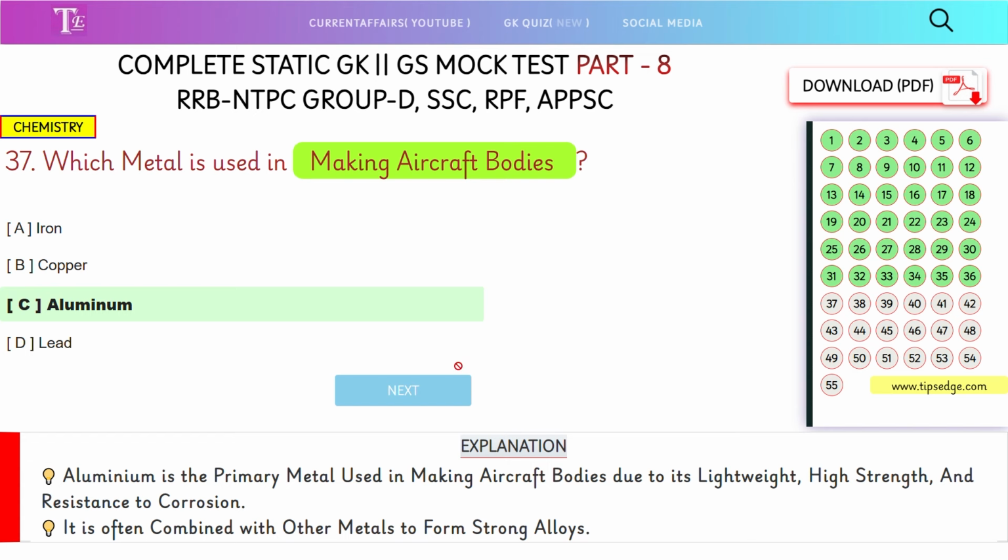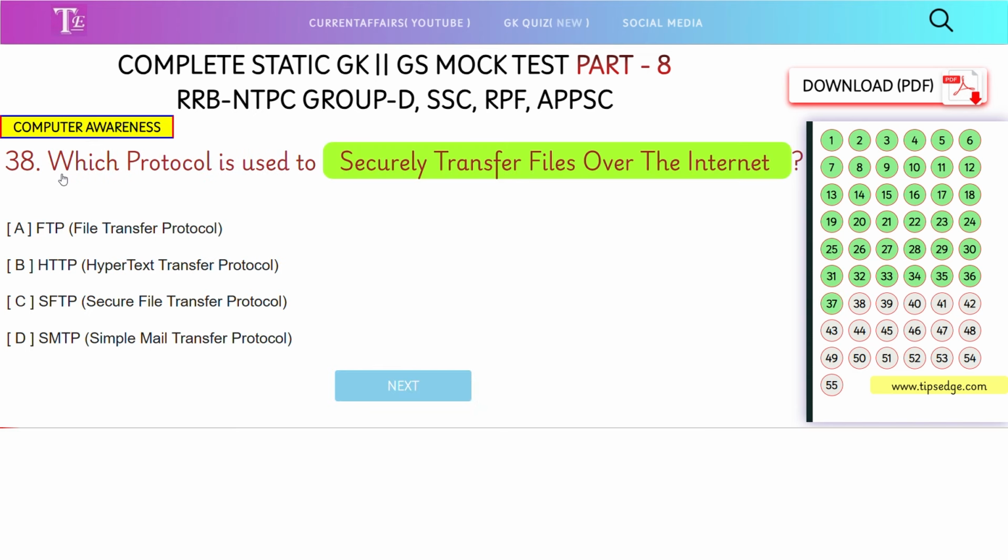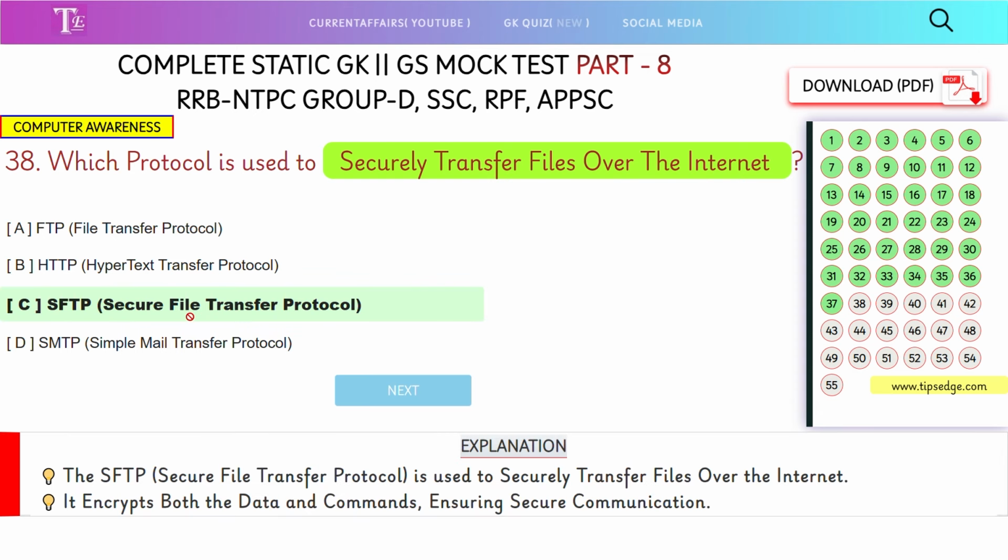Now moving to the 38th question. Which protocol is used to securely transfer files over the internet? Answer: SFTP, also called Secure File Transfer Protocol. The SFTP Secure File Transfer Protocol is used to securely transfer files over the internet. It encrypts both the data and commands, ensuring secure communication.